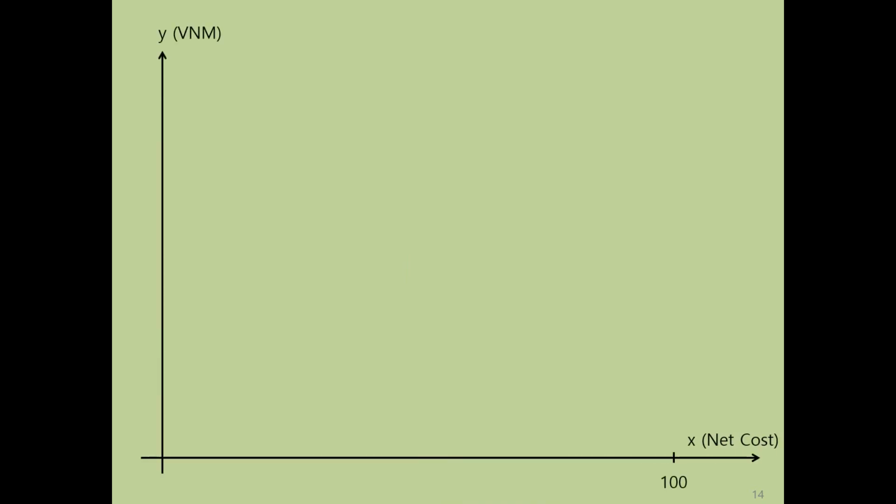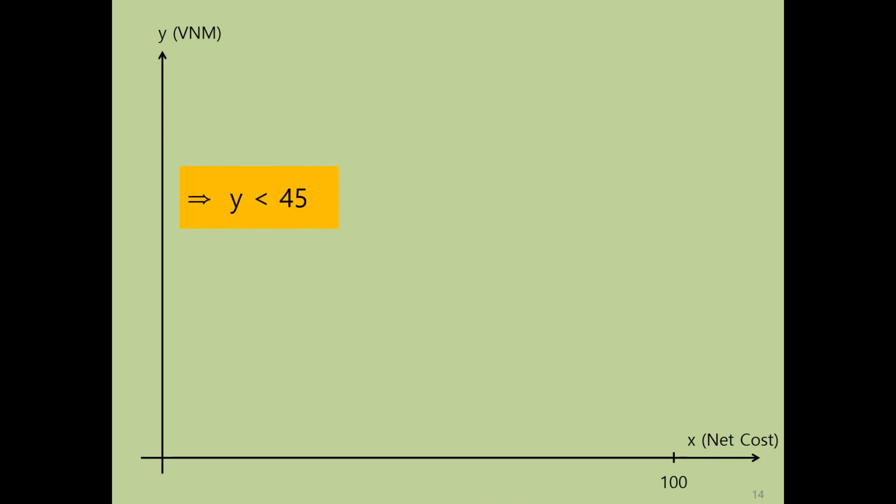I will use very simple algebra to compare the two methods. The Y-axis represents VNM and the X-axis represents net cost. As I mentioned before, net cost is the same as manufacturing cost in practice. Let's see the build-up method first.